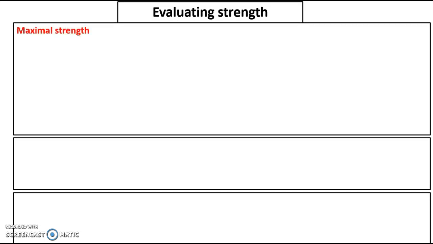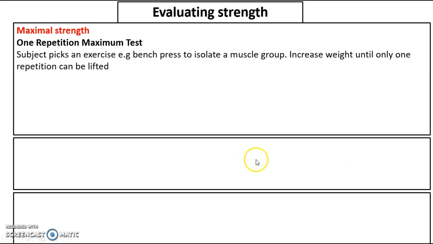So if we start off, maximal strength, okay, now there's two measures for maximal strength, but the one that seems to be used the most, and massively used the most, you might have used it yourself, is something called the 1 repetition maximum test, or the 1 rep max test. Basically it involves the subject picking an exercise. It could be a machine weight, it could be a free weight. I've just used the example of a bench press here, and the performer will pick a relatively heavy weight, and they will try to lift it for 1 repetition. They will keep increasing their weight until they can only lift 1 repetition at a time, and that gives them their 1 repetition max.